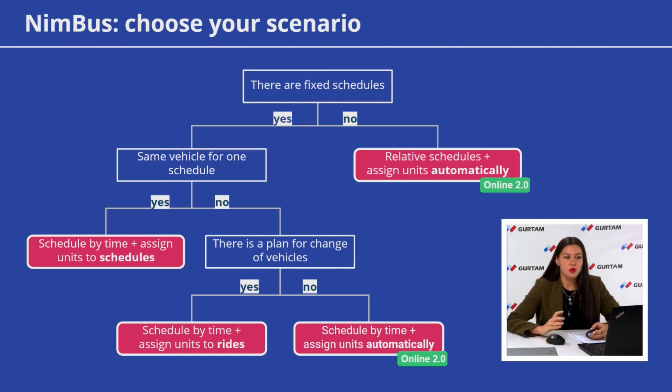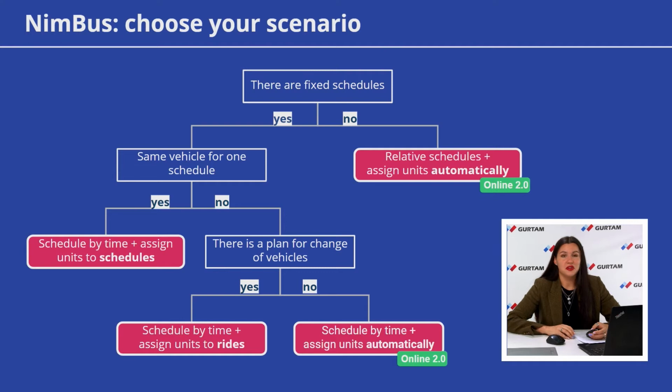And if there is no way to know in advance where this or that vehicle goes, in this case you still can use schedules by time and choose to assign units to rides automatically. You'll need to associate some units with the route, and the system will assign one of them to the closest active ride as soon as the unit visits the stop.